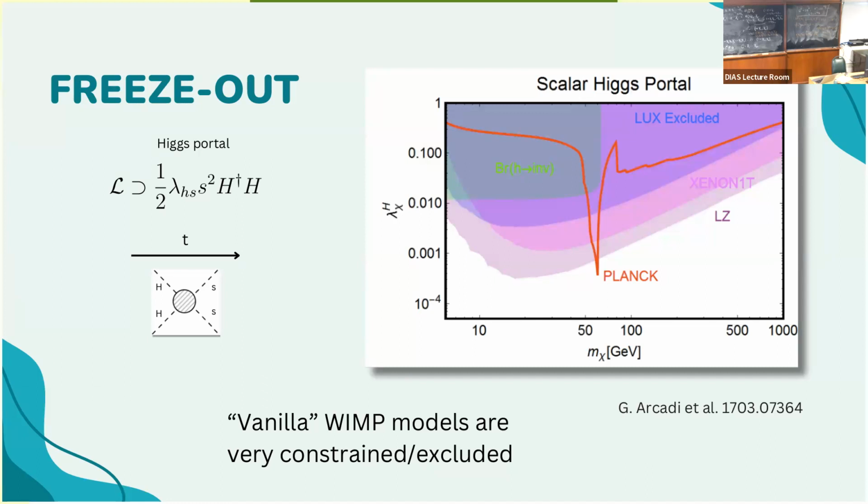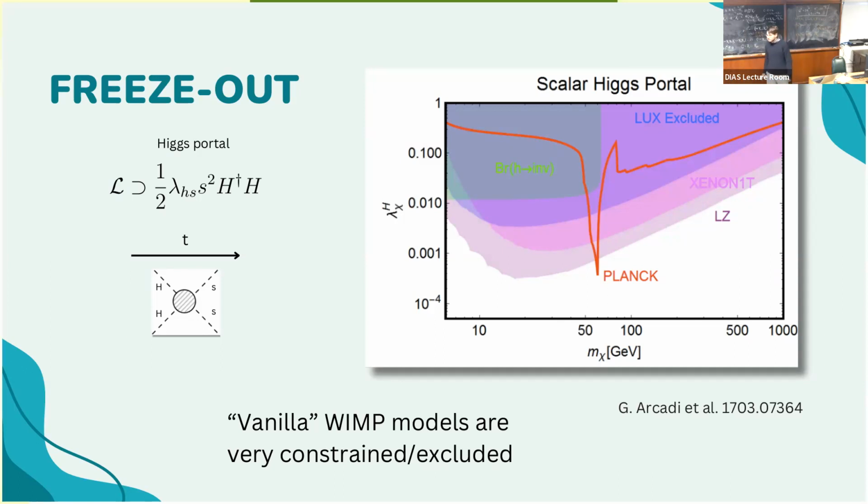So here we have the branching ratio of the Higgs into invisible. So constraints coming from accelerators, and these are direct detection experiments. And nowadays we are at LZ, so practically here. So just the tip of this resonance is still allowed. And I'm not saying all the WIMP dark matter candidates are excluded, but the simple ones are very much constrained. Also because these direct detection experiments were built exactly to find a WIMP.